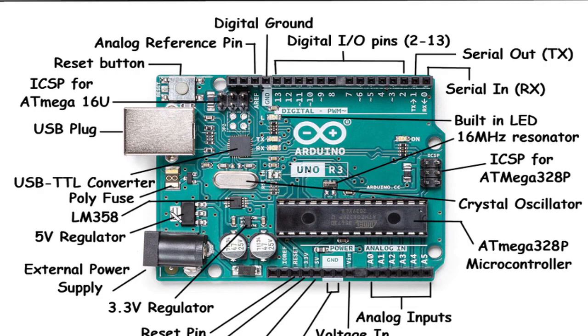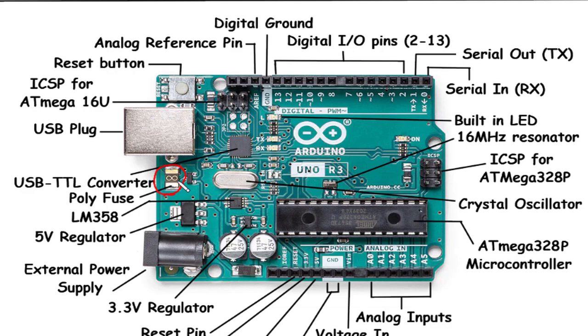Now, let's discuss the LM358. The LM358 is an operational amplifier, op-amp, that can be used to amplify or condition analog signals in your projects. It provides flexibility in processing analog signals and is commonly used in various applications such as amplification, filtering, and signal conditioning.